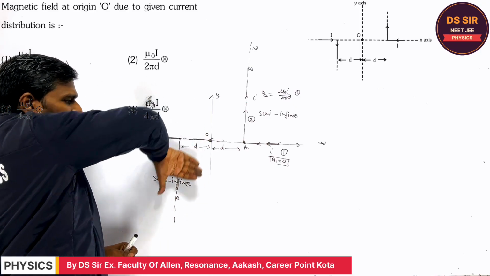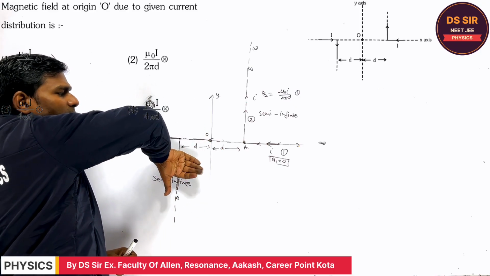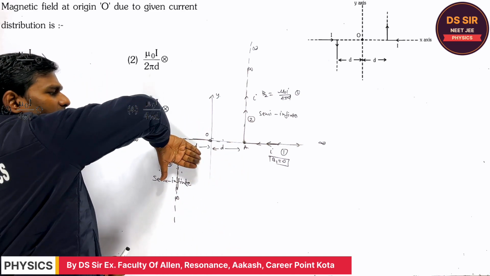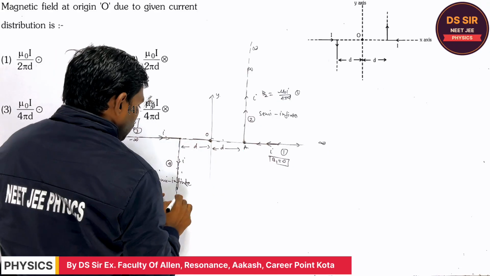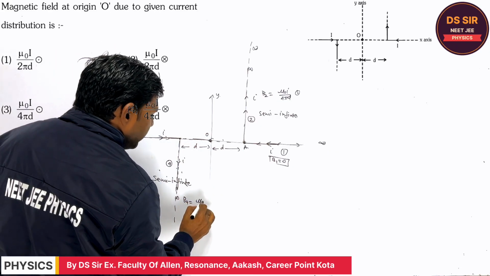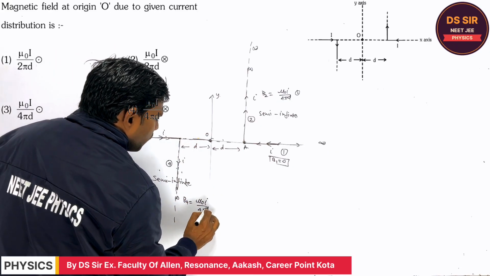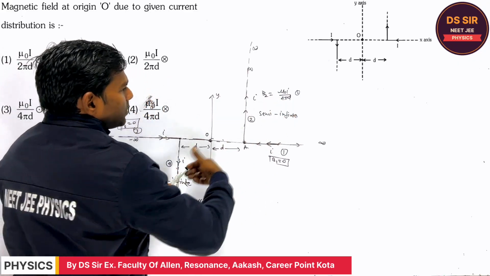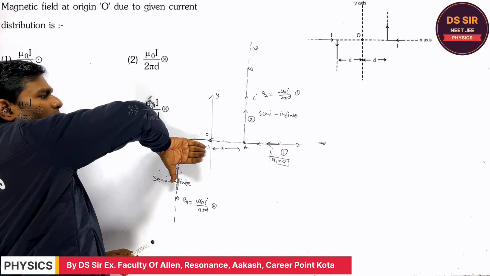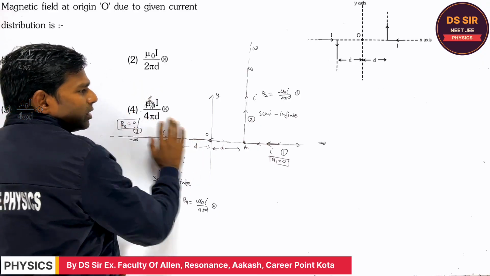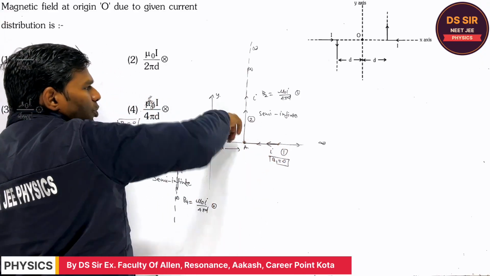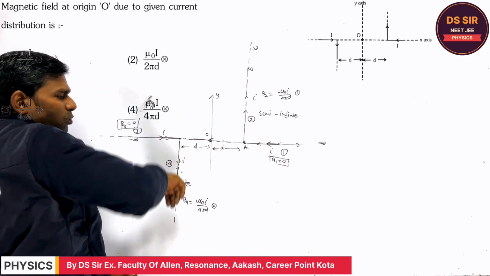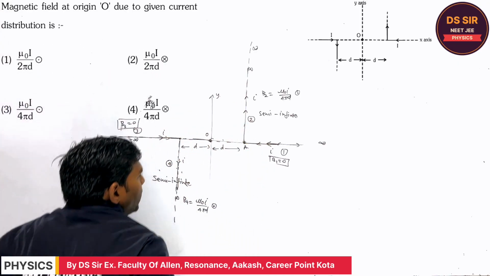The wire is in this direction, out, right? This side into this side, out. So the B4 is semi-infinite wire, μ0I/4πd, out. This is also out, this is also out, this is also out. So due to third and the first, 0; due to second, out; due to fourth, out. So what is the net magnetic field?